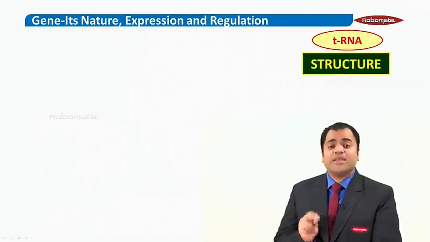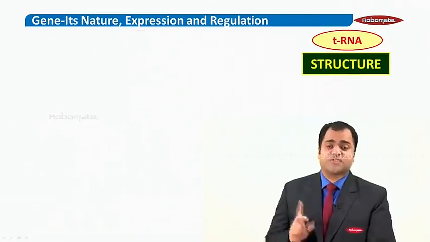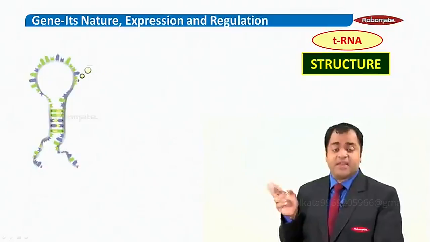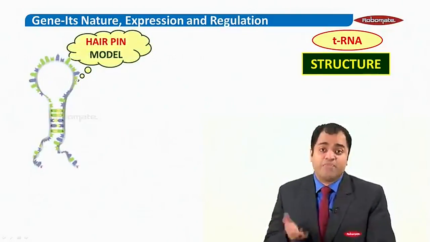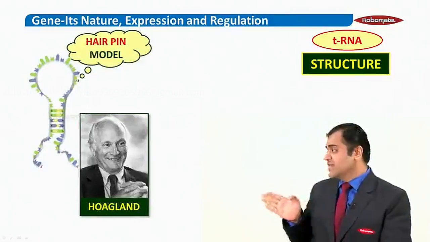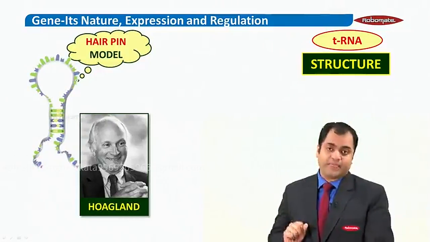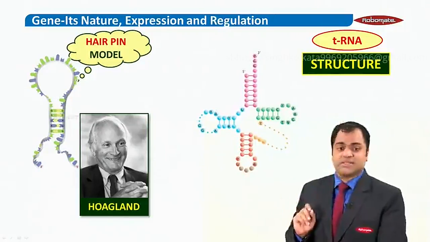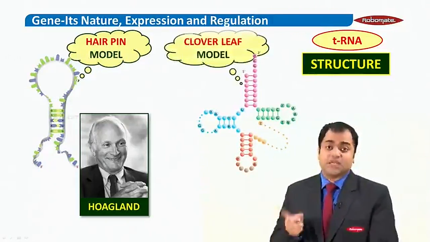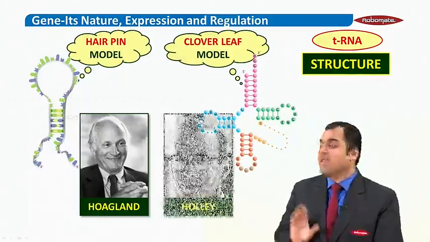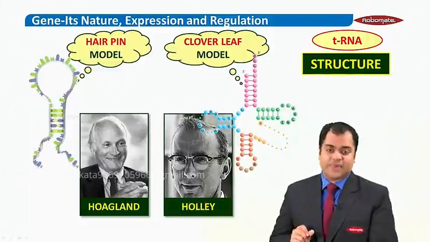Okay? Now, if you look at the structure, there were 2 structures of tRNA that were proposed. The first structure you see right here is also called the hairpin model. This hairpin model was suggested by none other than the scientist called Hogland. There is one more model which is proposed and that looks like this. And this model is called the cloverleaf model. And the cloverleaf model was suggested by Mr. Hawley, another scientist right there.